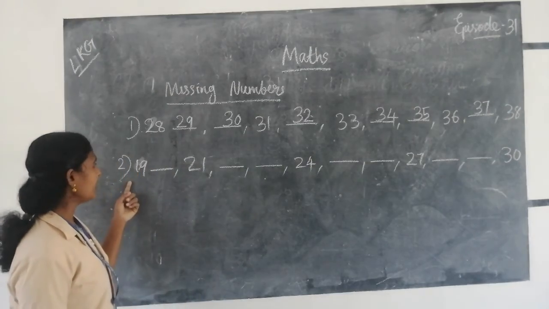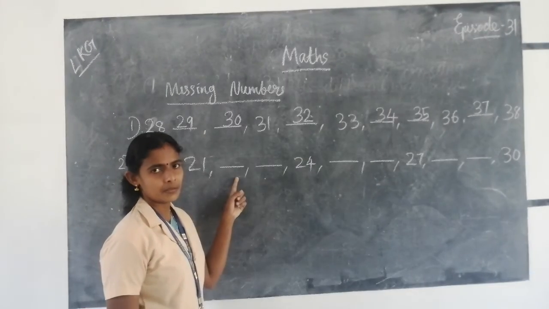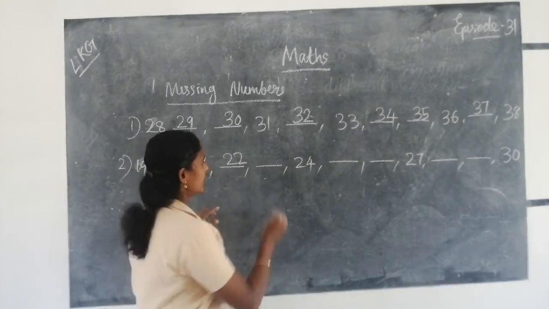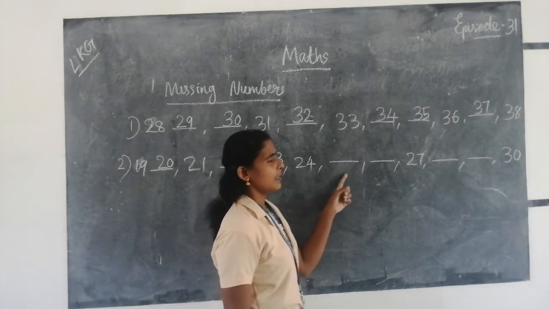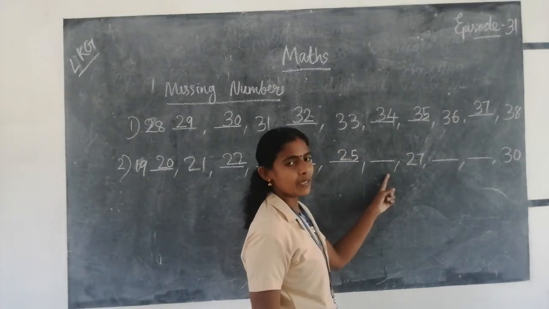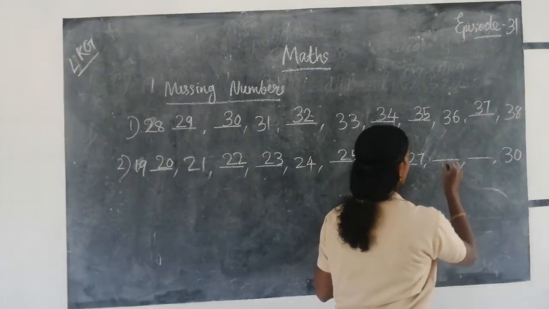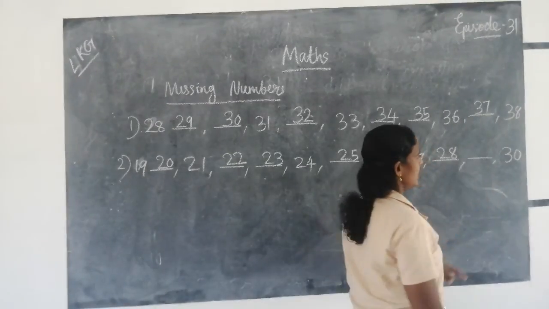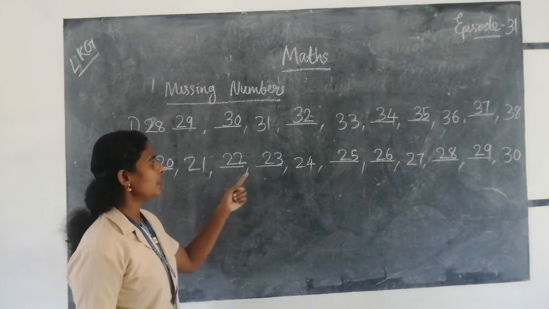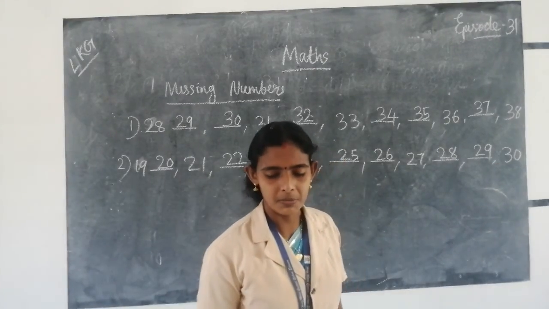Next question. 20, 21, next number 22. 23, 24, next number 25. 26, 27, 28, 29. 19, 20, 21, 22, 23, 24, 25, 26, 27, 28, 29, 30. Can you understand missing numbers? Okay.